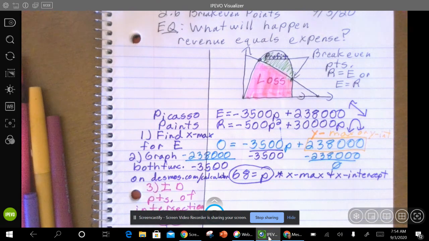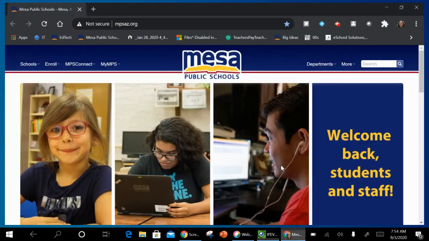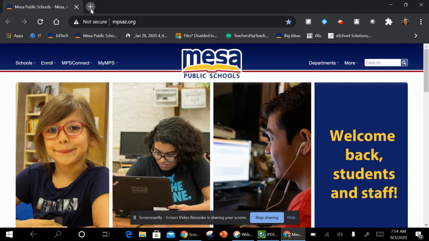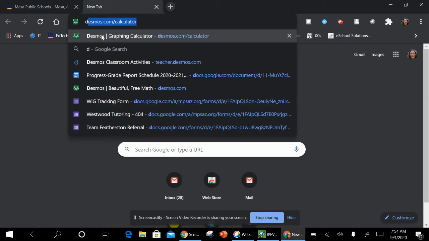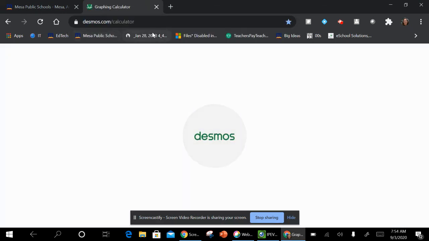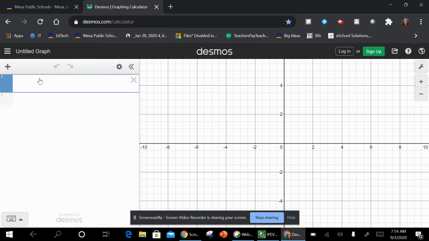So we're going to go ahead and go to decimals.com/calculator, and we're just going to graph them. So notice we are going to have to substitute in y for our x. So y is equal to negative 3,500 x plus 238,000. Make sure you get those 3 zeros.